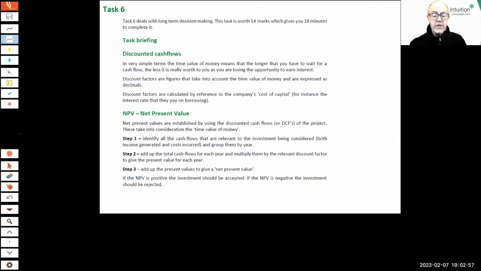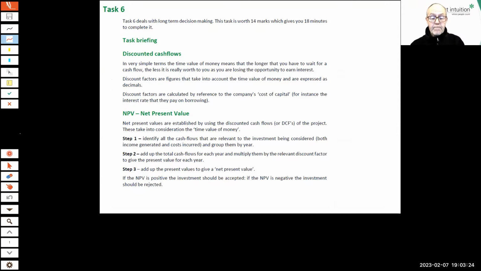Okay, task 6 deals with long-term decision making. This task is worth 14 marks, which gives you 18 minutes to complete it. Long-term decision making really is: should we buy the new machine? Should we open the new factory? As opposed to short-term decision making, which is, out of our 3 products, which is the one we should make the most of if we are perhaps short of materials or labour.